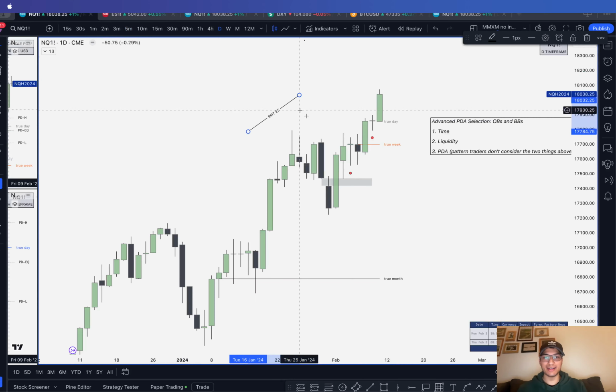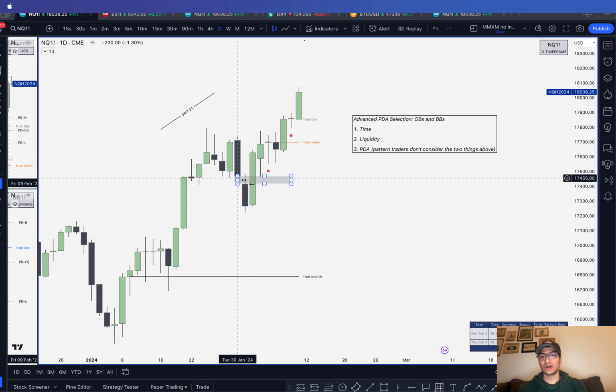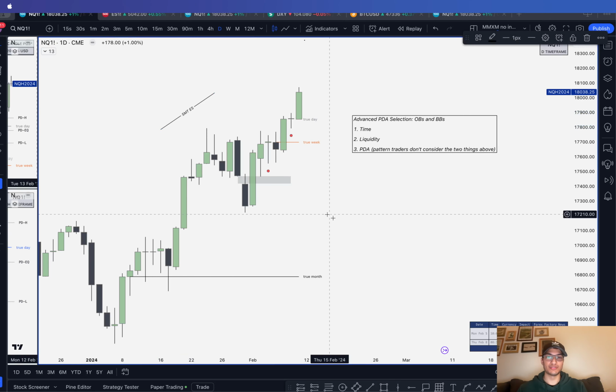So in this case, if you're a pattern trader, what are you failing to recognize about this imbalance? Well, first of all, time, like Yusuf said.